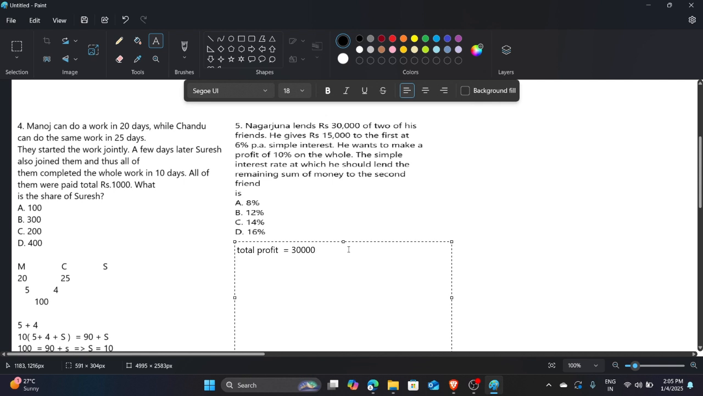30,000, 10%. 10% is nothing but 1 by 10. So this is the total profit he made. The total profit he made is 3,000.